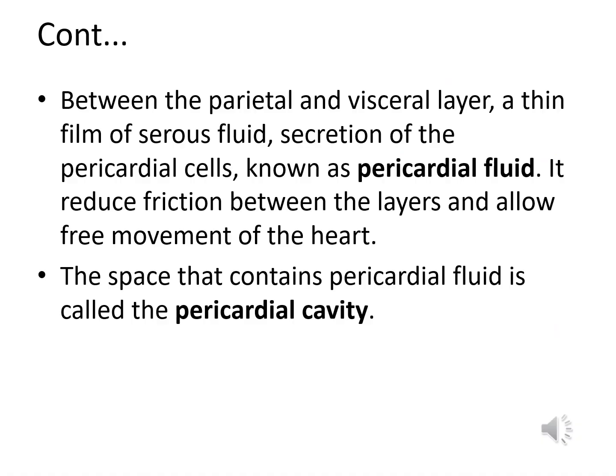So between the parietal and visceral layers, there is a thin film of serous fluid secreted by the pericardial cells, which is known as pericardial fluid. It reduces friction between the layers and allows the free movement of the heart. And the space that contains the pericardial fluid is called the pericardial cavity that we already saw in the picture.